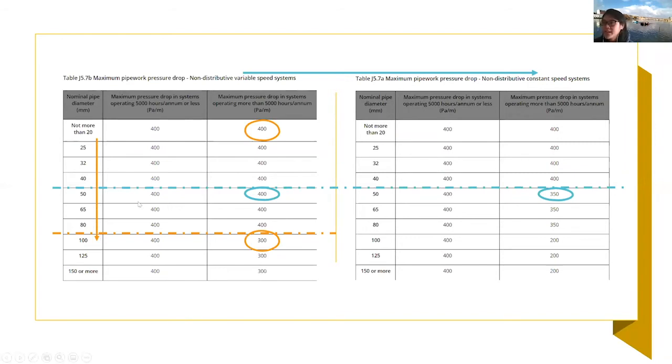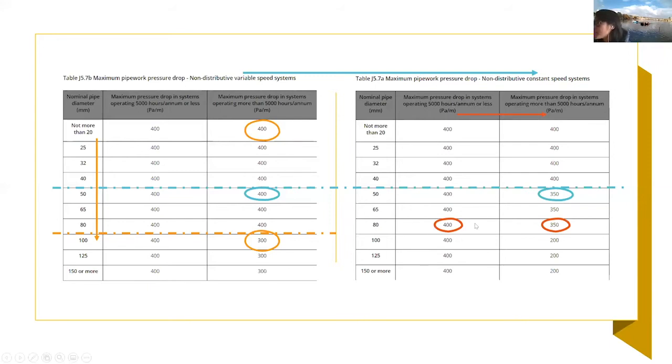In orange there, you can see that as you increase your nominal pipe diameter, so as your pipe size increases, the maximum allowable pressure drop in the code also reduces. So if you had a very small pipe size of say maybe 20 mil, your requirement is 400 pascals per meter, you can't exceed it. If you had a larger pipe, then you're only allowed 300 pascals per meter average pressure drop.